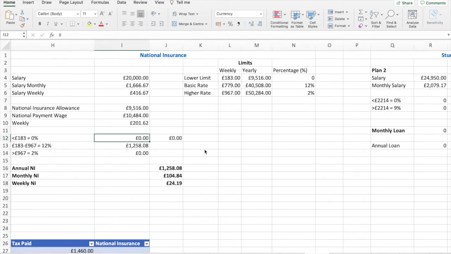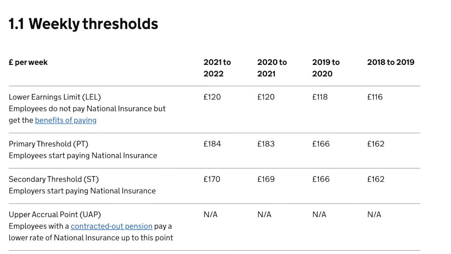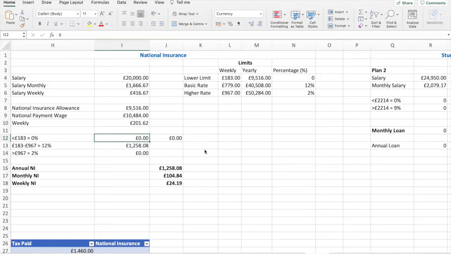So national insurance, doing the same thing as we did for income tax. We're going to be going over what's being said on the UK government side and break it down into more simple and comprehensible steps. National insurance works in weekly amounts. The three thresholds are: the first threshold is £183, and anything below this amount is 0%. Anything from 183 to 967 is 12%, and anything over £967 a week would be classed as a 2% national insurance payment.